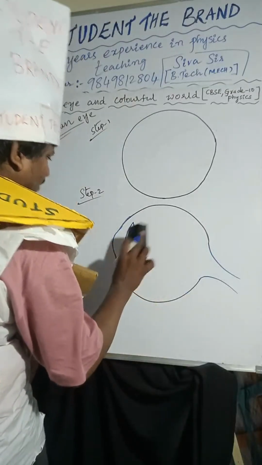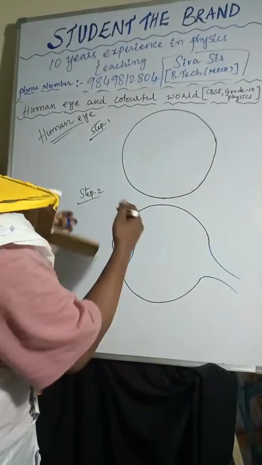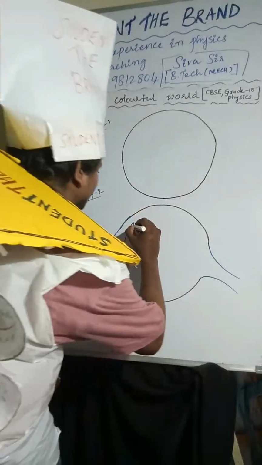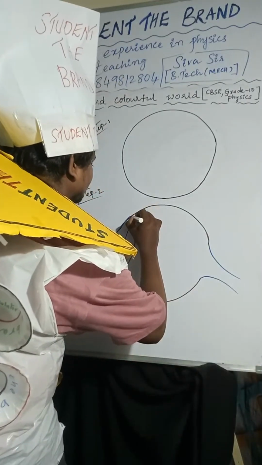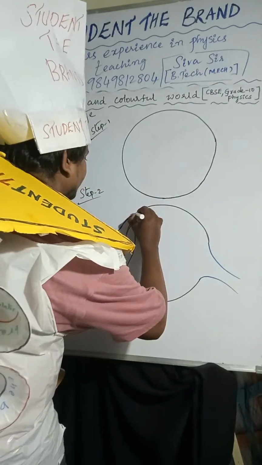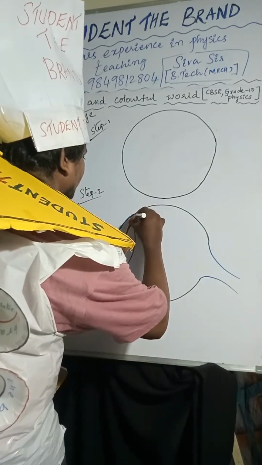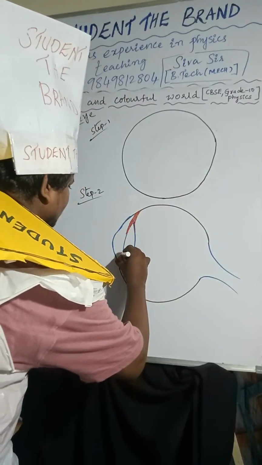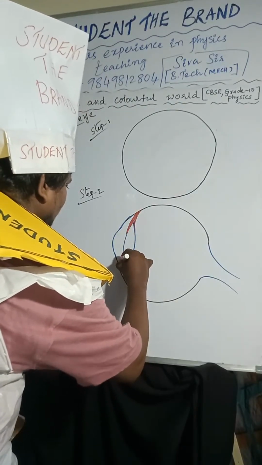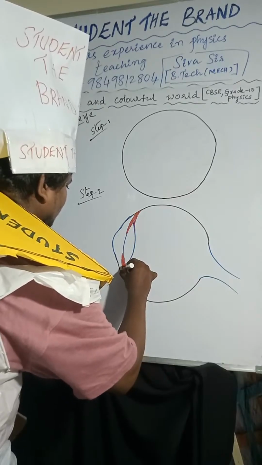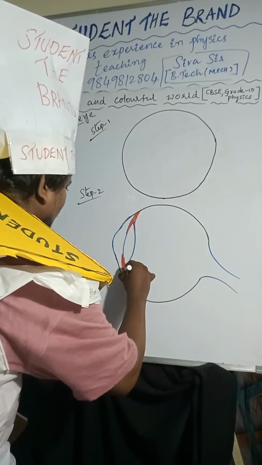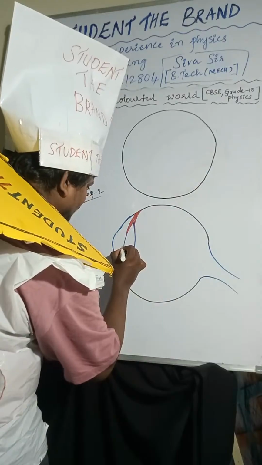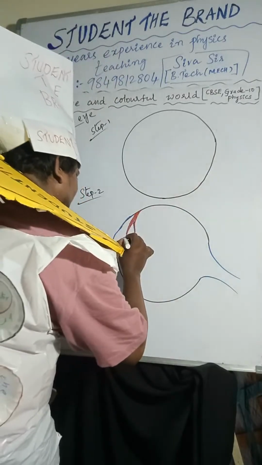Okay. And you have to draw the ciliary muscles. After drawing this one, ciliary muscles you have to draw. How to draw the ciliary muscles? From here you have to draw the ciliary muscles, like this. So these are the ciliary muscles, and here also you can draw the ciliary muscles. Until here, and here also until here.